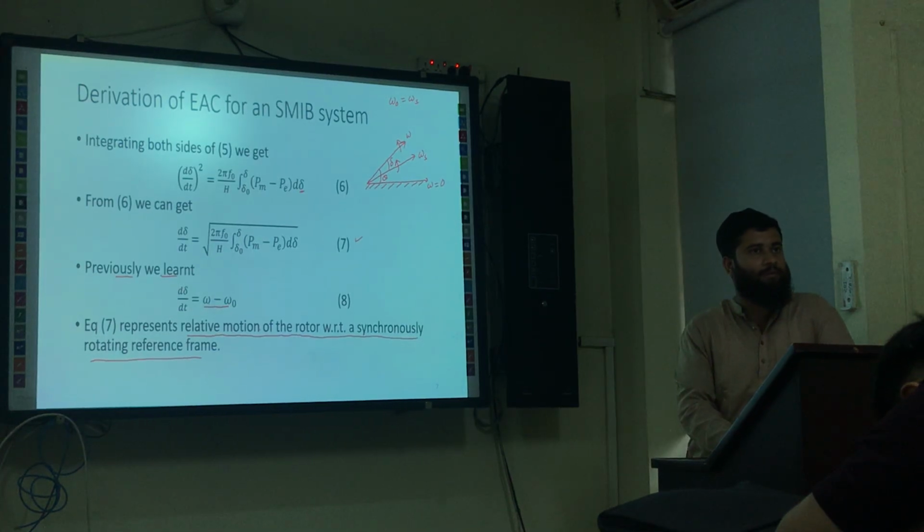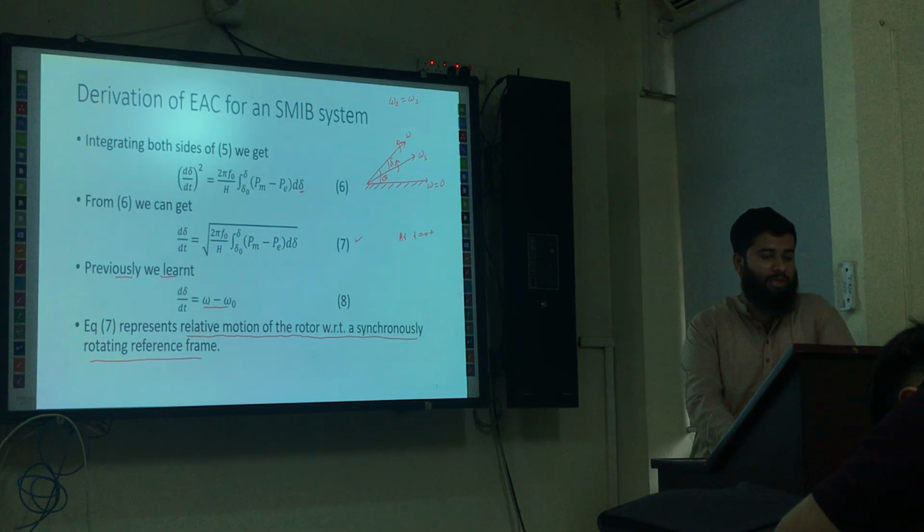So what is omega naught here? Omega naught is the initial speed of the rotor. Let's say at just time t equals 0 plus. Okay, so at that time there was no disturbance. We will say that at the initial stage the system was in the steady state. So at that time this omega naught is actually the omega s, right? So this is the relative motion of the rotor with respect to the synchronously rotating frame.